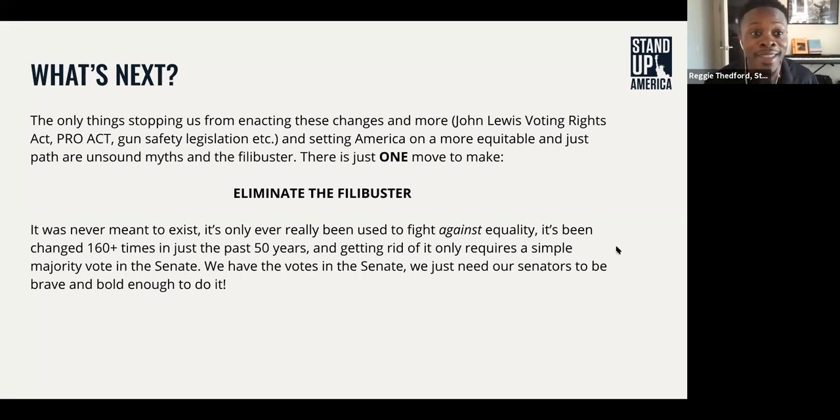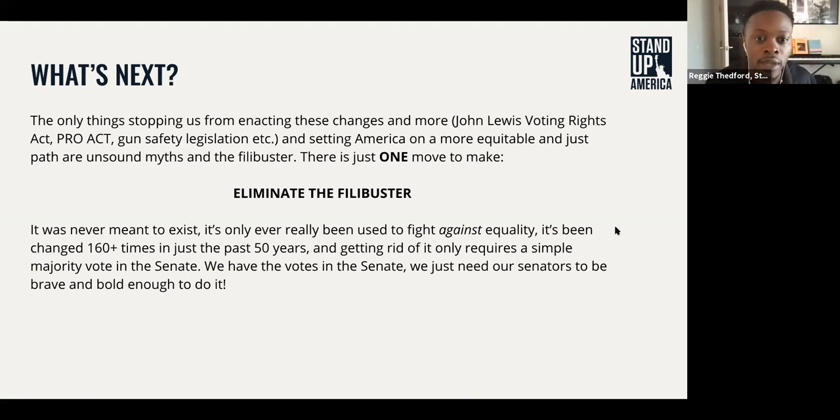So now, what's next? The only thing stopping us from enacting these changes, such as the John Lewis Voting Rights Act, the PRO Act, and all the pieces of legislation I just went through, and setting America on a more equitable and just path, are unsound myths and the filibuster. So there's just one move to make here. Eliminate it. It was never meant to exist. It's only ever really been used to fight against equality. It's been changed 160 plus times in just the past 50 years, and getting rid of it only requires a simple majority vote in the Senate.